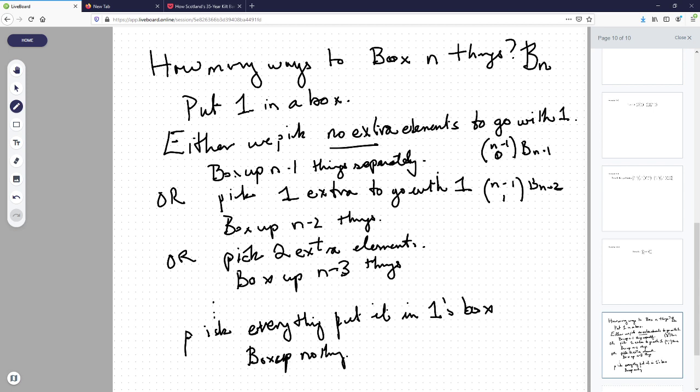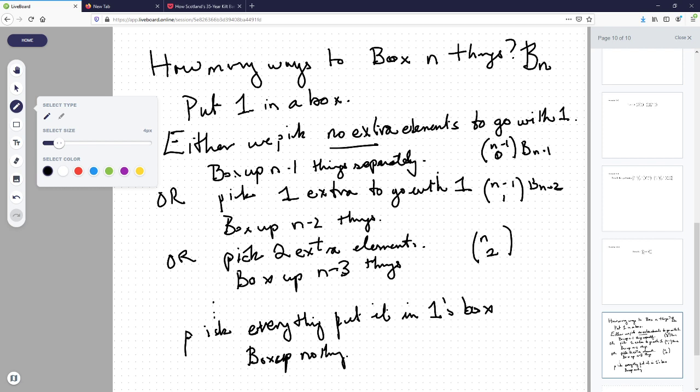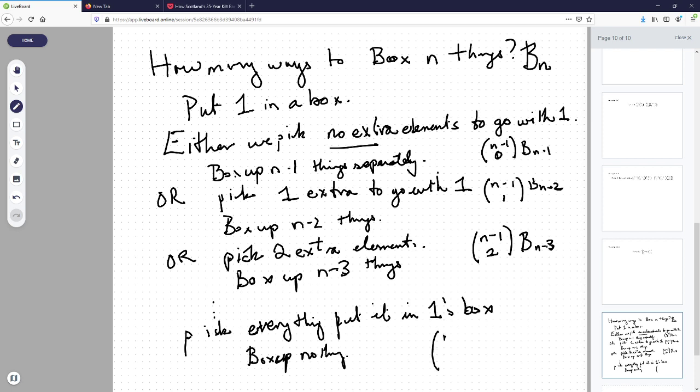Or we pick two extra elements, n minus 1 choose 2, times the boxing up of n minus 3 things. And finally here, we pick everything, and then we don't have anything left to box up.